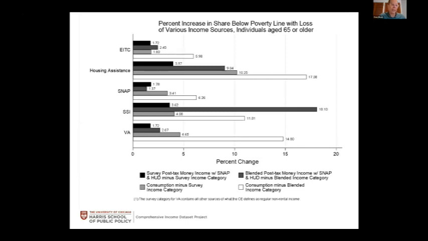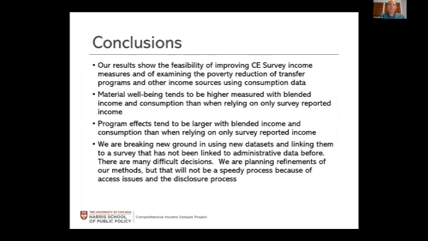veterans disability benefits. So in conclusion, our results show the feasibility of improving CE survey income measures and of examining the poverty reduction of transfer programs and other income sources using consumption data. Material well-being tends to be higher measured with blended income and consumption than relying only on survey reported income. Program effects tend to be larger with blended income and consumption than when relying only on survey income data.